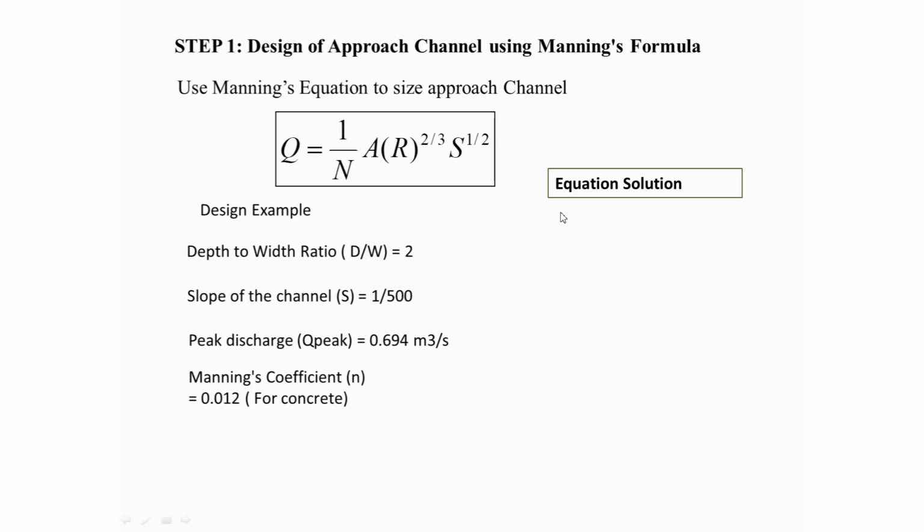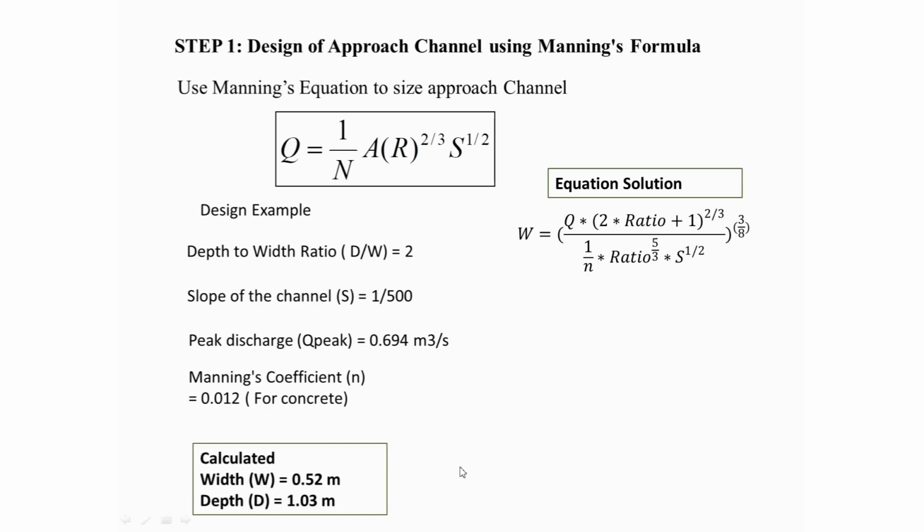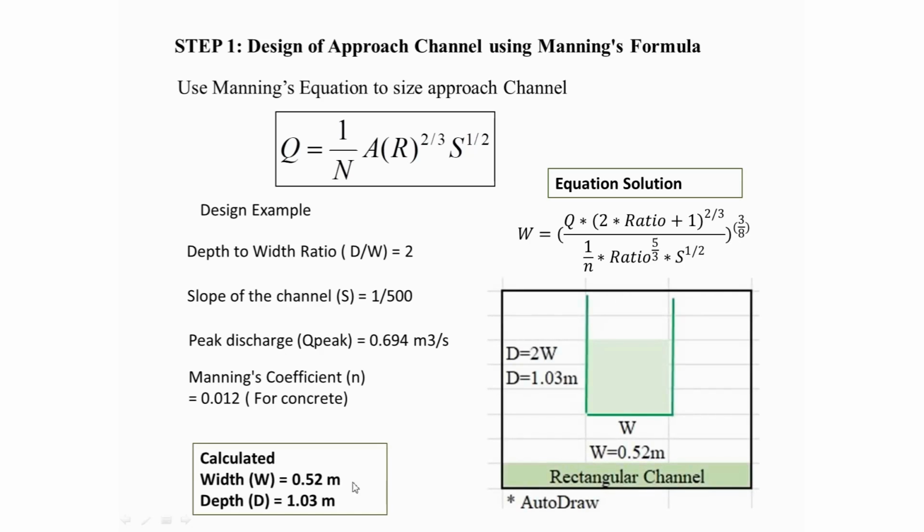The solution of Manning's equation is as shown on the screen. The width is calculated by this formula. We can directly calculate the width without using the solver function of the scientific calculator. By this formula we have calculated the width and the depth of the rectangular channel, which came out to be: width 0.52 meters, depth 1.03 meters. In the Excel file, the drawing of the channel is automatically generated. The width is 0.52 meters and the depth is 1.03 meters.